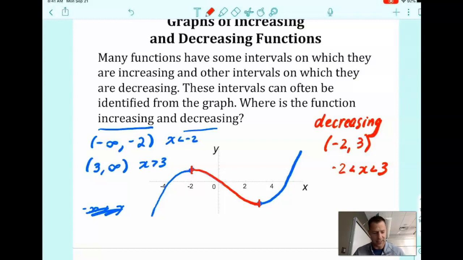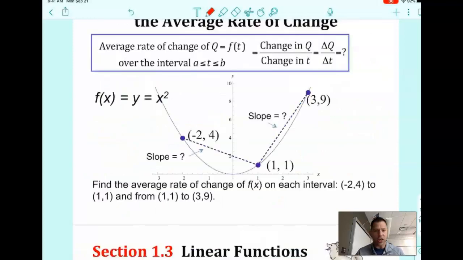So let's look at this last example, and you can see the average rate of change they talk about here, and they give you some definitions, and they want to know, find the average rate of change of the function on each interval from (-2, 4) to (1, 1), and from (1, 1) to (3, 9). So you're going from (-2, 4) to here. Now you can see that the function is decreasing all the way to here, right?